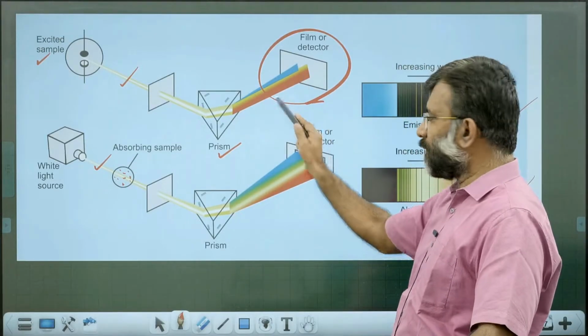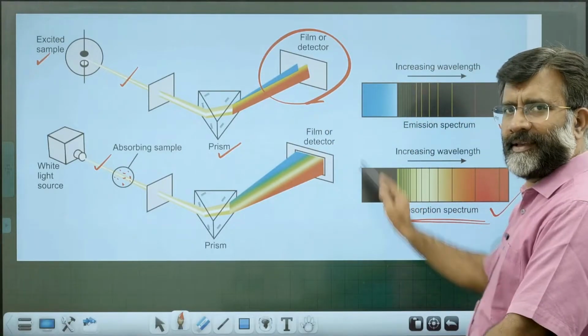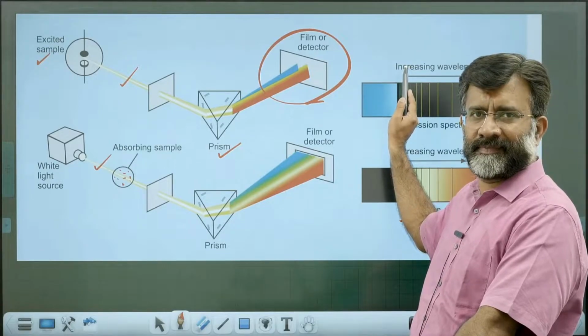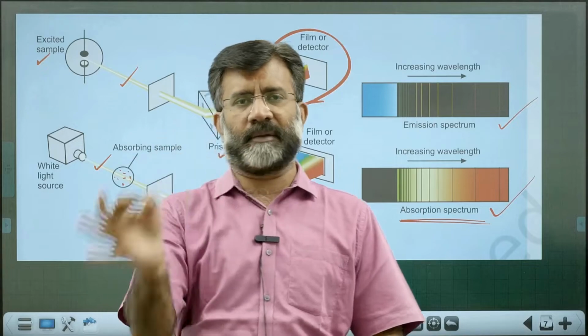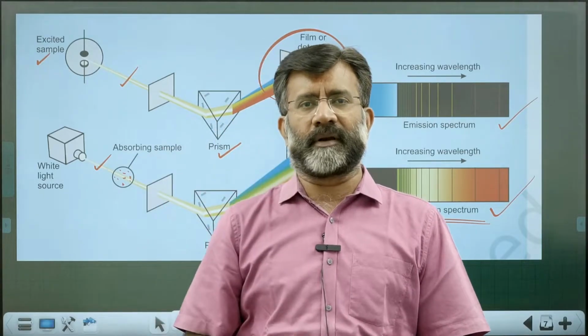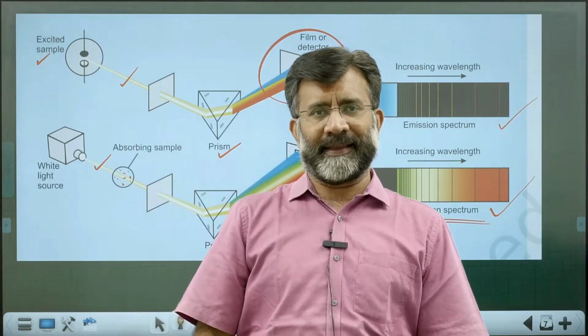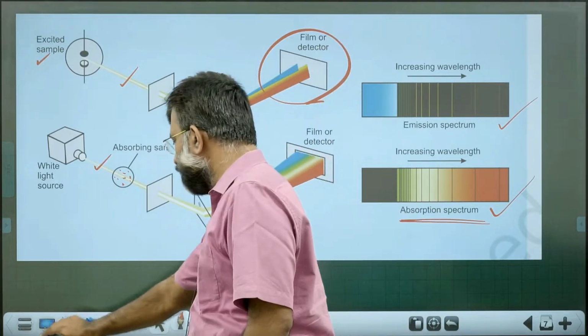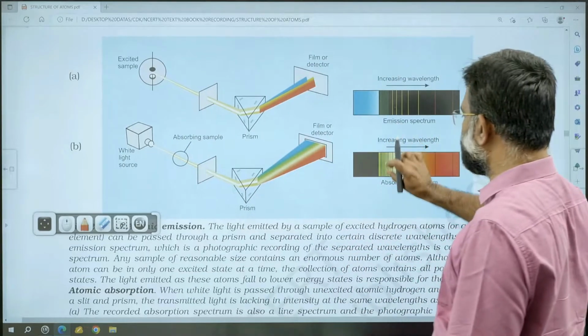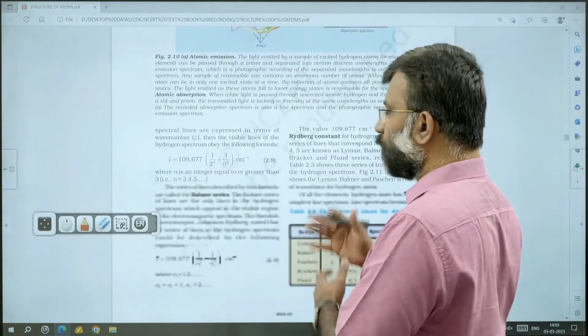You can see whatever is missing here is emitted here. So these two diagrams are complementary to each other. Absorption spectrum and emission spectrum are complementary to each other. Hope you get the picture. Clear? That is regarding the absorption spectra and emission spectra, leading to atomic spectra.